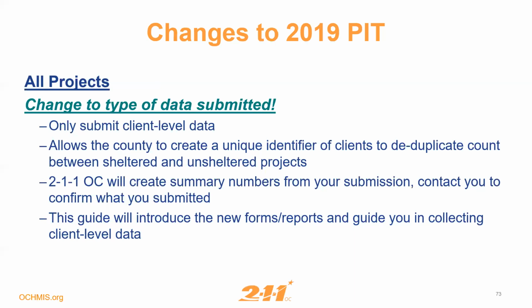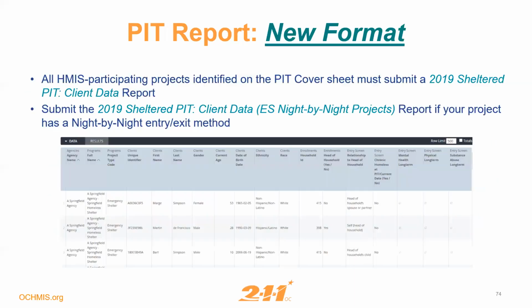However, you will still receive summary numbers. So 211 OC will create the summary numbers from you based off of your client level data submission, and we will just contact you to ask you to confirm what you submitted. So this guide is going to introduce you to the new forms and reports and guide you in collecting the client level data. So first we'll go over the PIT report for the HMIS participating projects.